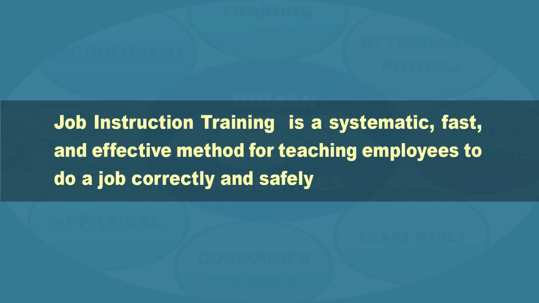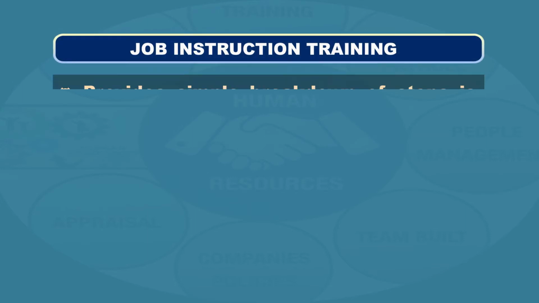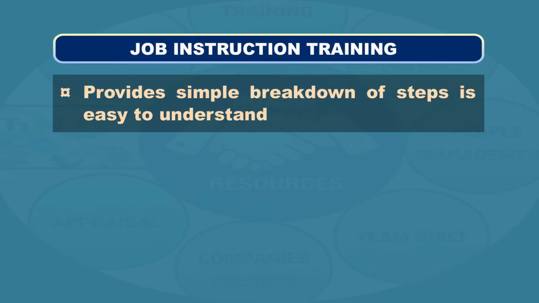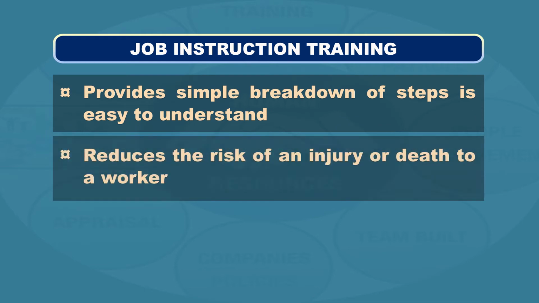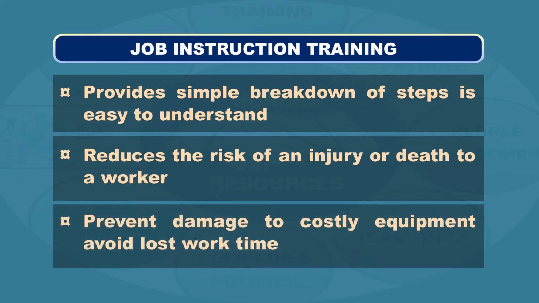Job instruction training is a systematic, fast and effective method for teaching employees to do a job correctly and safely. This method of training workers through a simple breakdown of steps is easy to understand and complete. Providing such training for employees could reduce the risk of injury or death to a worker, prevent costly equipment repairs or avoid lost work time.